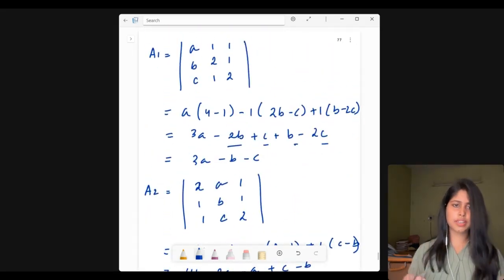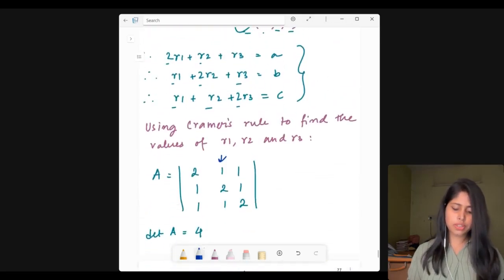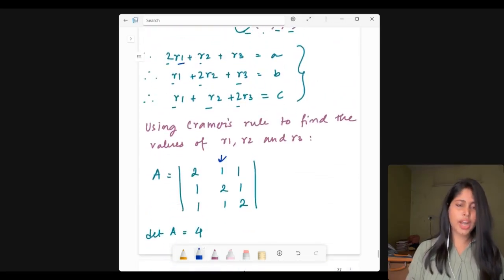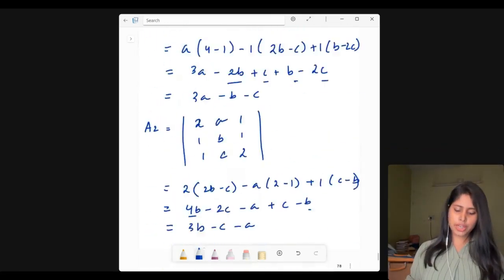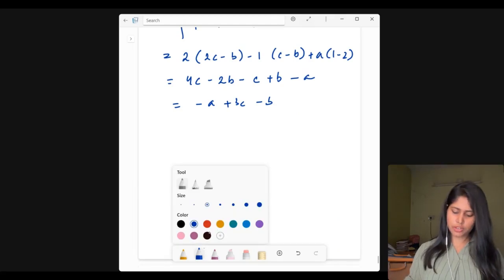Now what is the next step? The next step is to find the unknown variables. And what are the unknown variables here? That is R1, R2, and R3. Now how do we find R1? R1 we will find by the determinant of A1 divided by the determinant of A. So let me write that with a different color again.